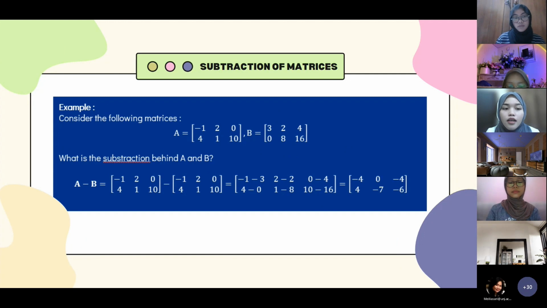For example, consider the following matrices as known. Matrix A is minus 1, 2, 0, 4, 1, and 10. Matrix B is 3, 2, 4, 0, 8, and 16. What is the subtraction of A and B? You can see the presentation. So matrix A subtracted by matrix B, the answer is minus 4, 0, minus 4, 4, minus 7, and minus 6.